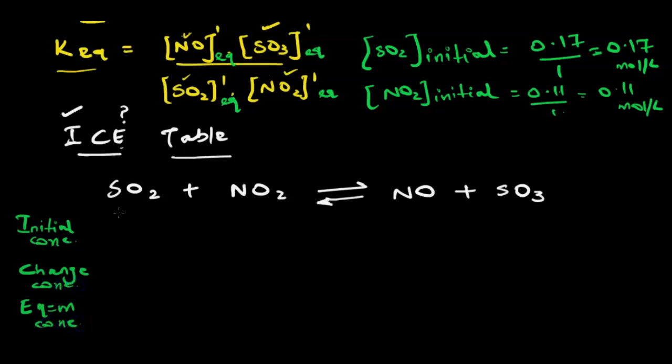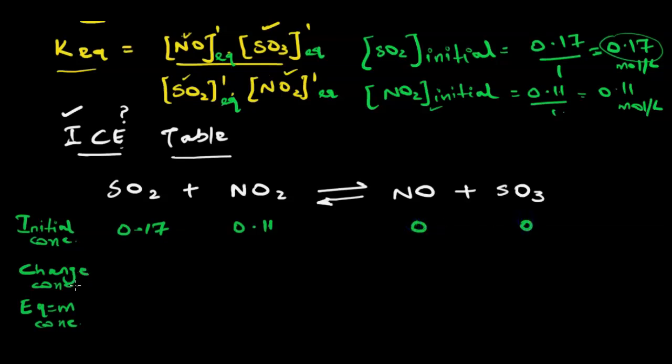Now we would see, are we given initial concentration of SO2? Yes, we have already found that out, and that is 0.17. So we would put that here. Are we given initial concentration for NO2? Yes, that is 0.11. Initial concentration of products, if you're not given any products at first, is always 0.